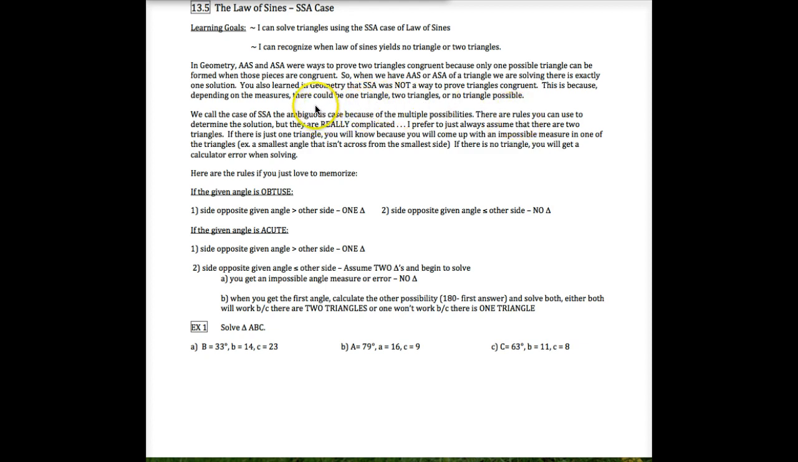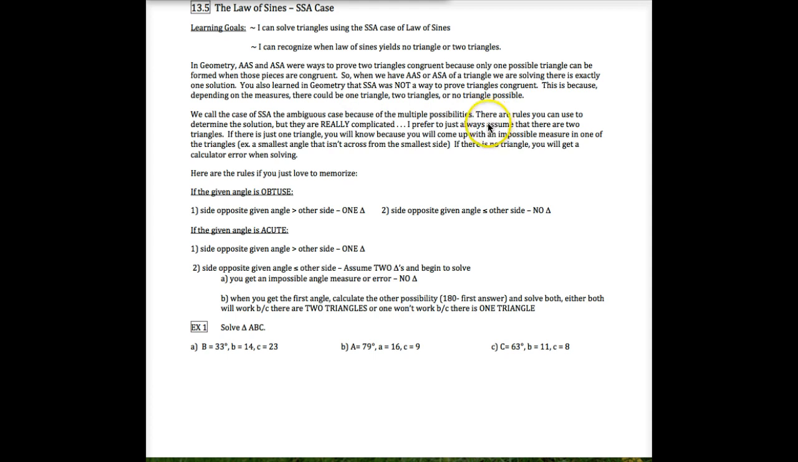So sometimes, if you have two side measures and a given angle, it could form just one triangle. Sometimes there are two triangles that could be formed. Sometimes there's no possible way to connect the pieces in a triangle at all. Because there are so many possibilities, we call the side-side angle case the ambiguous case, because there are multiple possibilities. It's ambiguous. We're not sure what's going to happen.